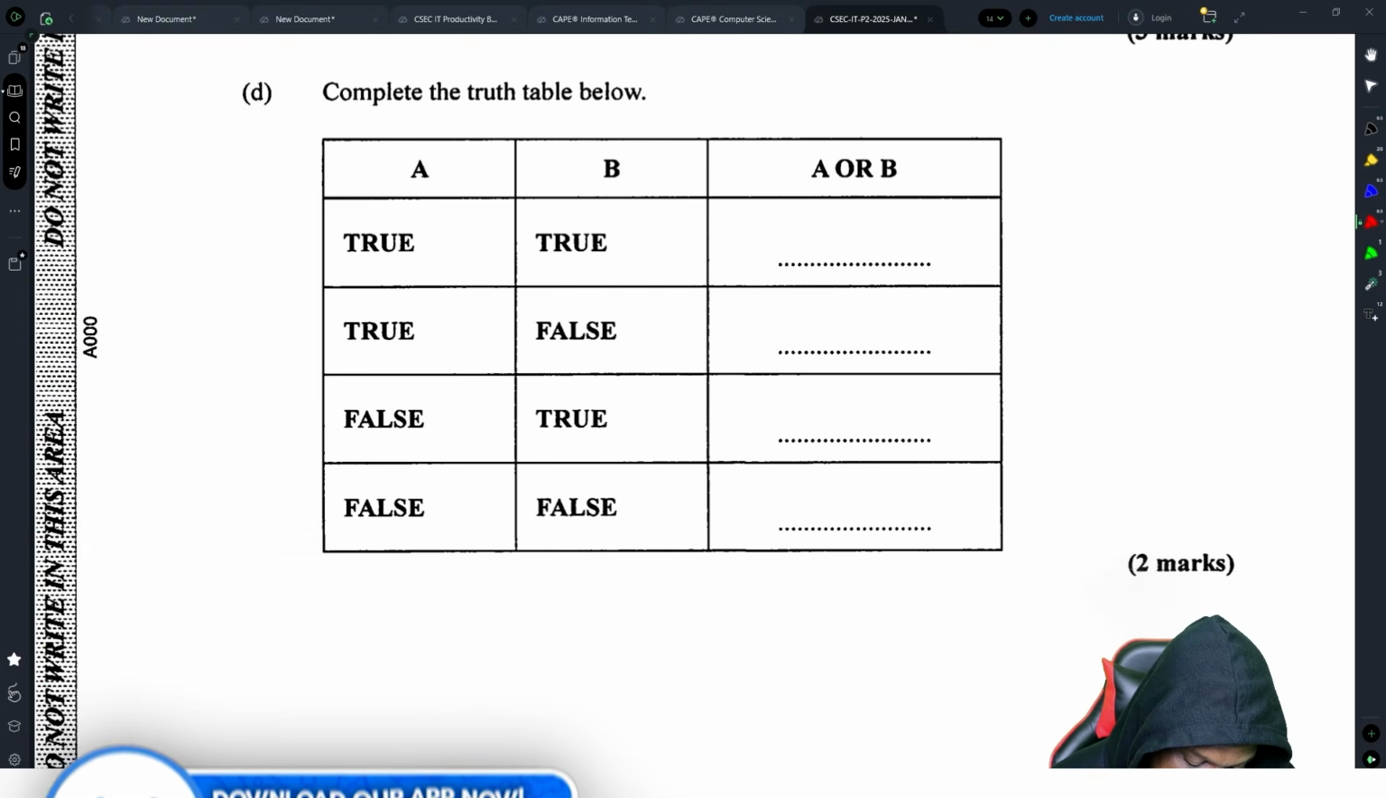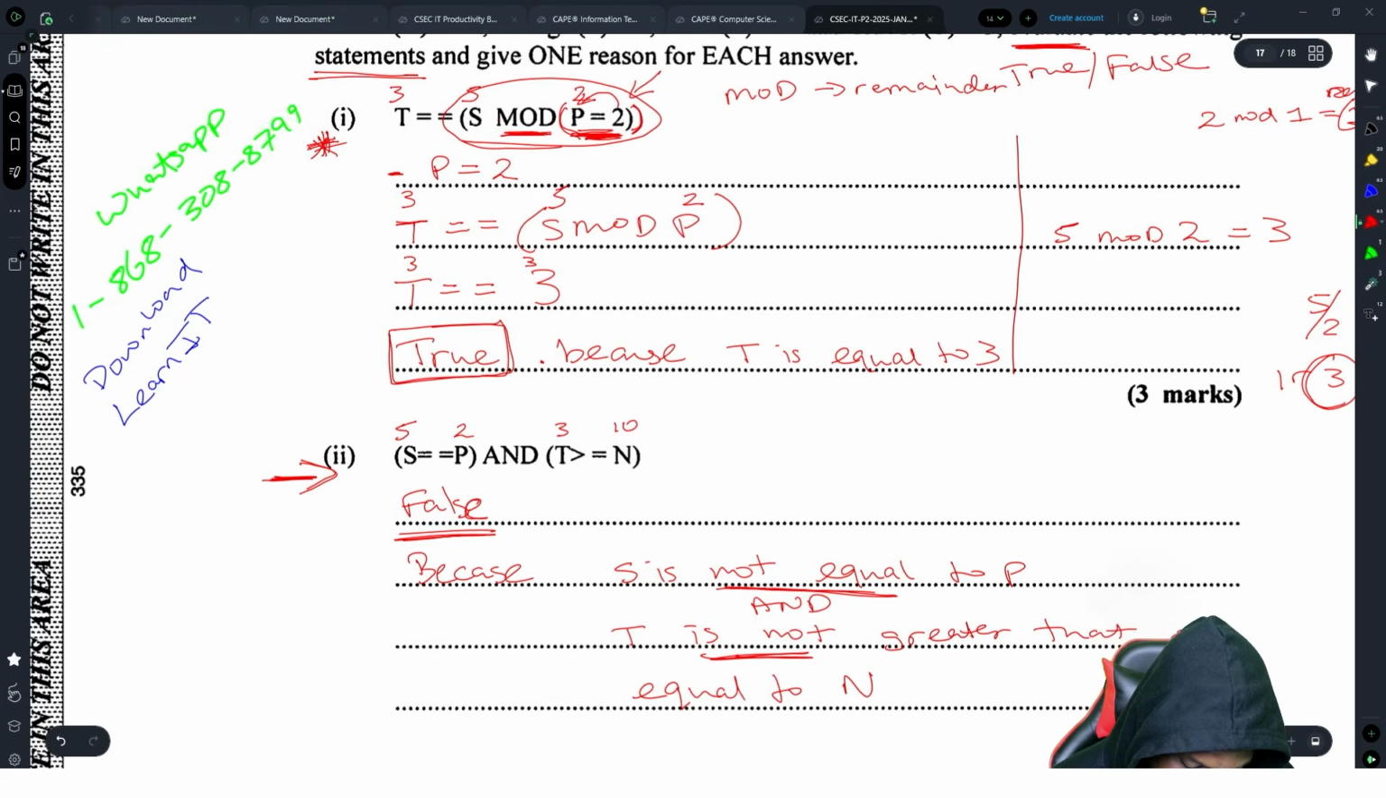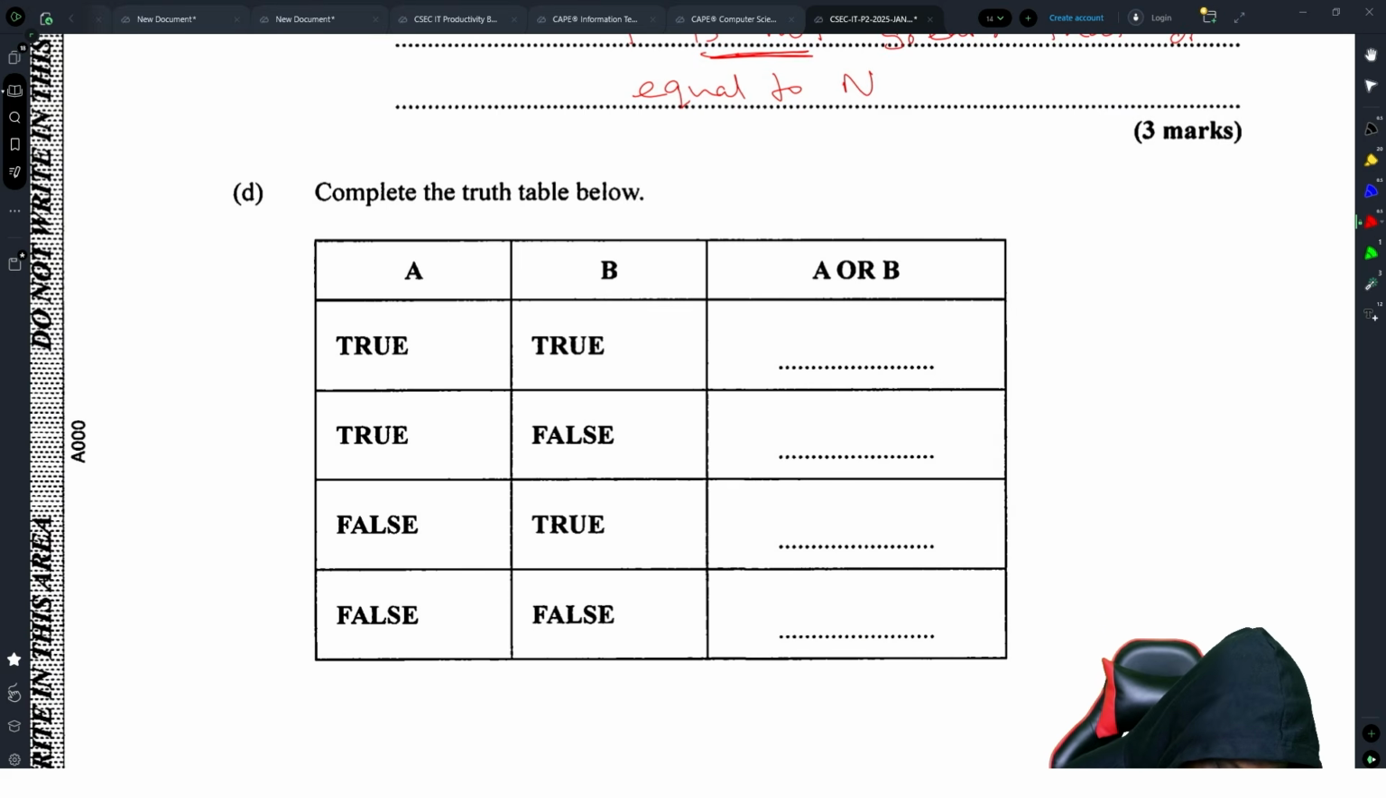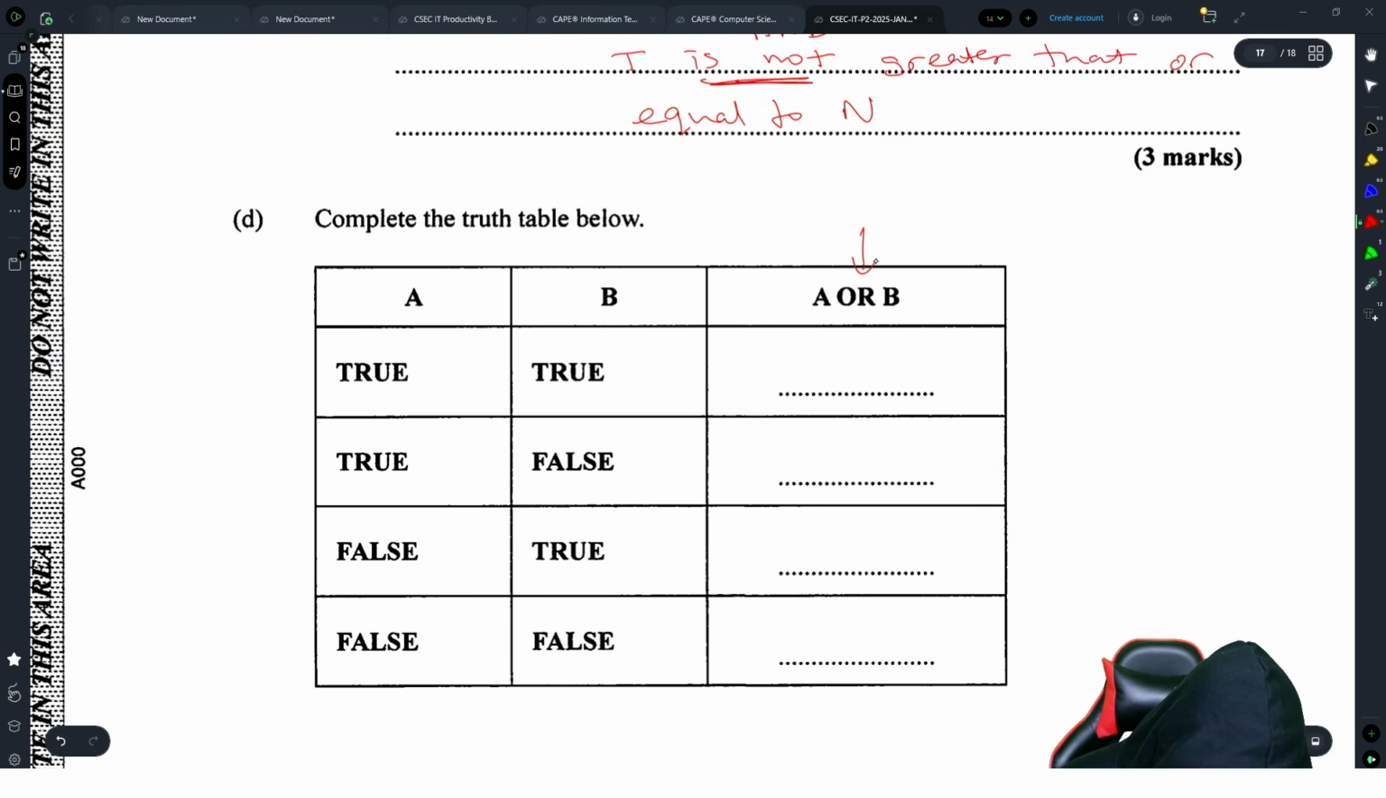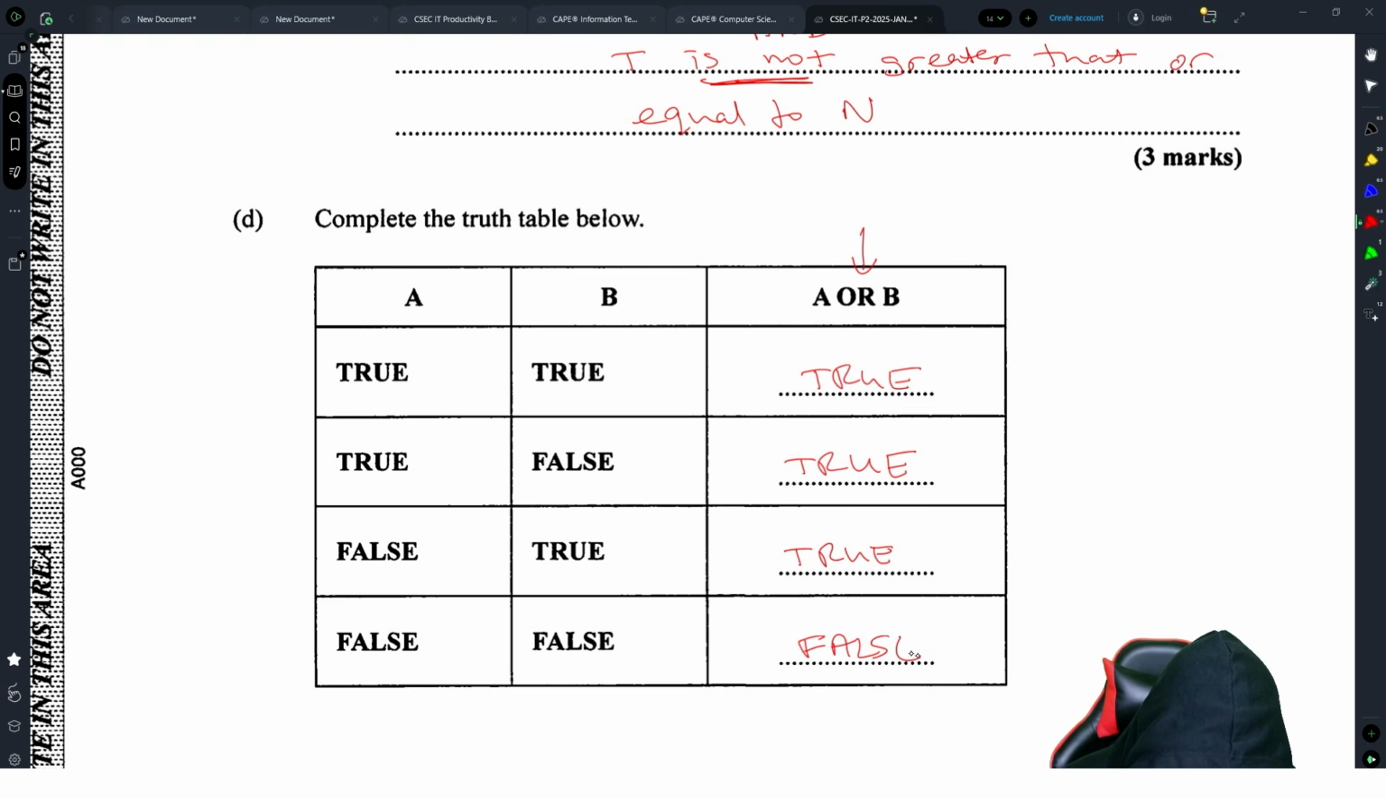All right. Complete the truth table below. Is that an OR table? All right, true or true? True or false? True. This is true. All right, this is an OR table where you learn AND and OR. So there are 3 truth tables. There's the OR table, there's the AND table, and there's the NOT table.